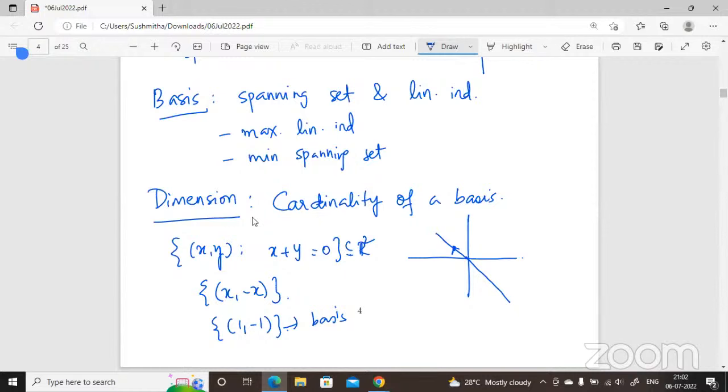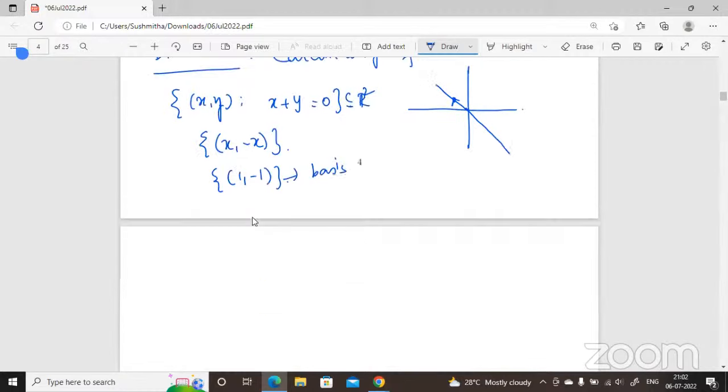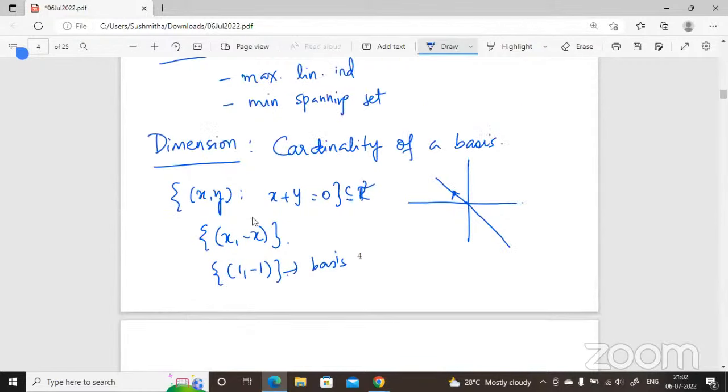Can you repeat, ma'am? What do you mean? If I have a set with just one non-zero vector, it is linearly independent. I got lost in this example, ma'am. You want me to explain this example? Yes, ma'am. So you have this subspace. It is the set of all vectors (x, y) such that x plus y is equal to 0. What is this subspace? It's this line, right? You agree? It is a set of all vectors satisfying y is equal to minus x. So it is the points on this line.